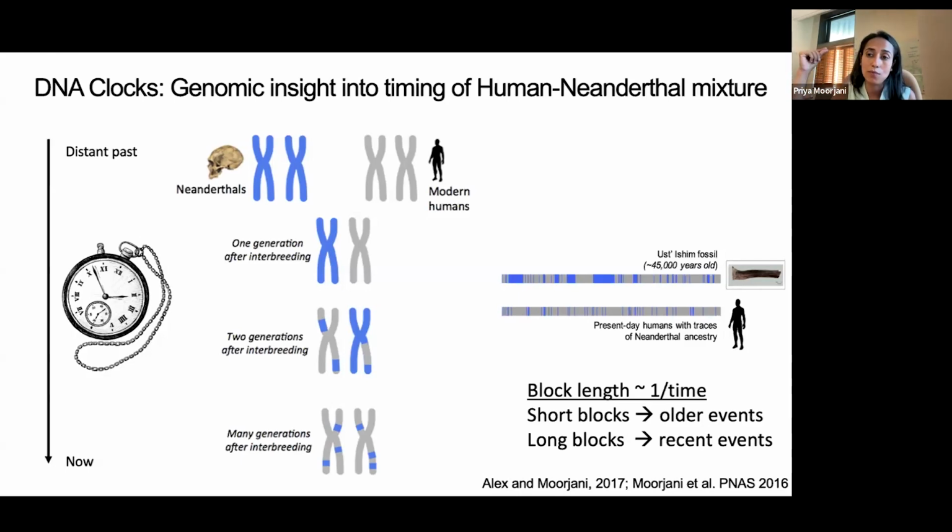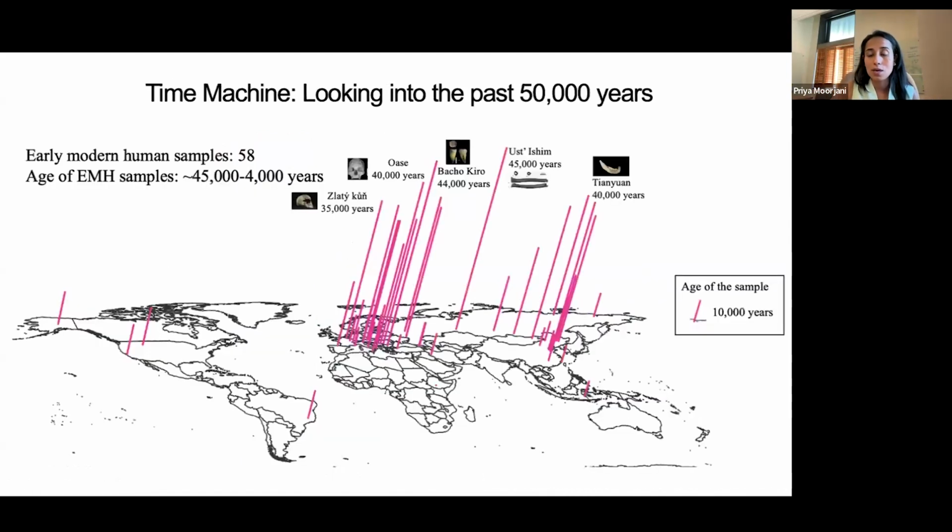In this case, if we had a 40,000-year-old or 45,000-year-old sample like this one, Ust'-Ishim, then we would expect very large blocks in this individual's genome. So this is the kind of data that we tried to use to learn about the timing.